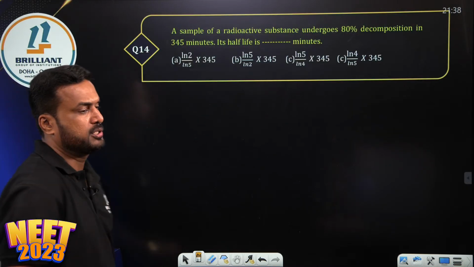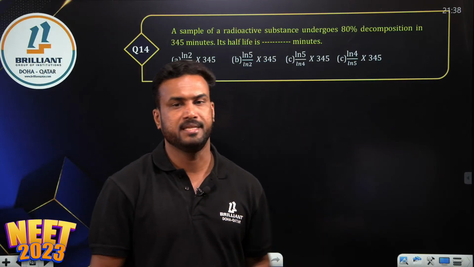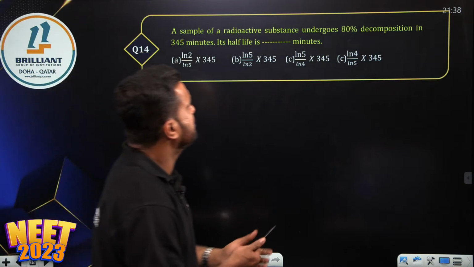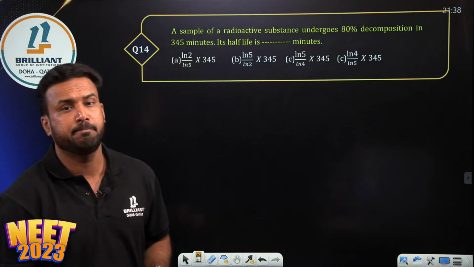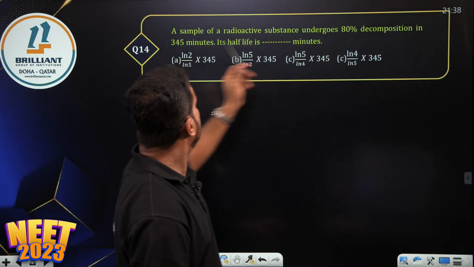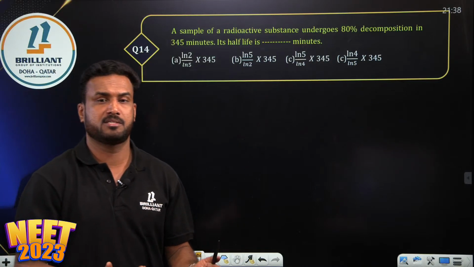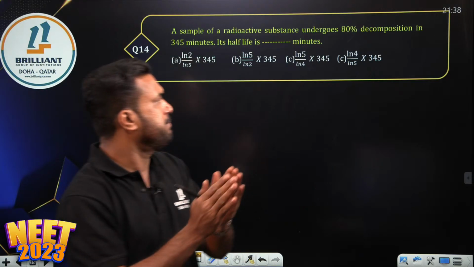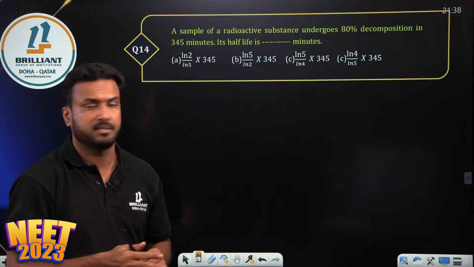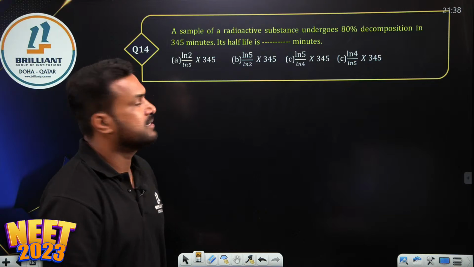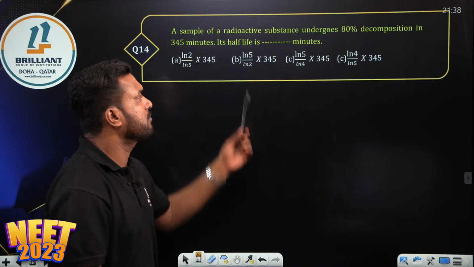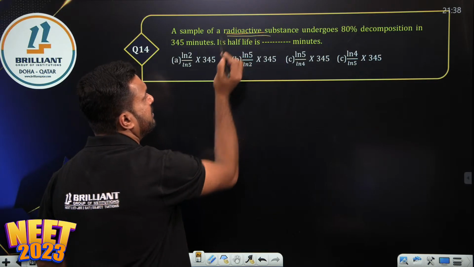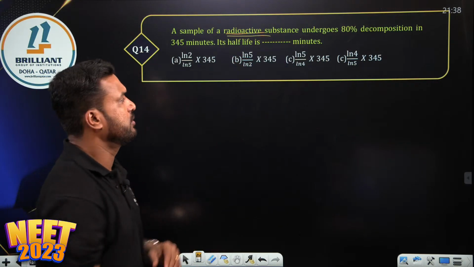Now we will go to question number 14. A sample of a radioactive substance undergoes 80% decomposition in 345 minutes. Its half-life is dash minutes. So they are asking to calculate T half, and you know that every radioactive reaction comes under first order.